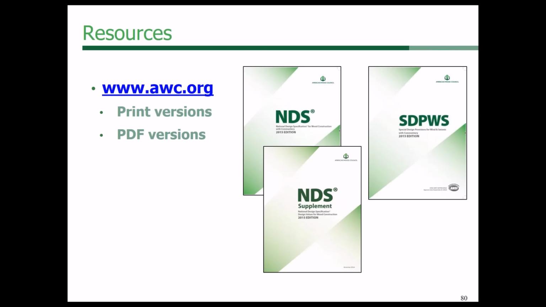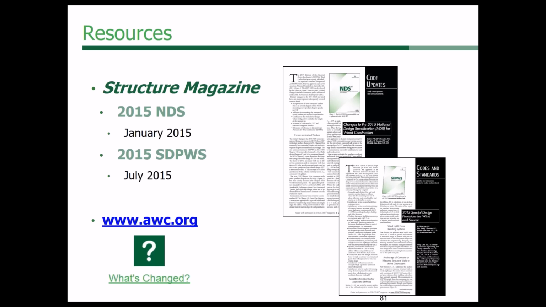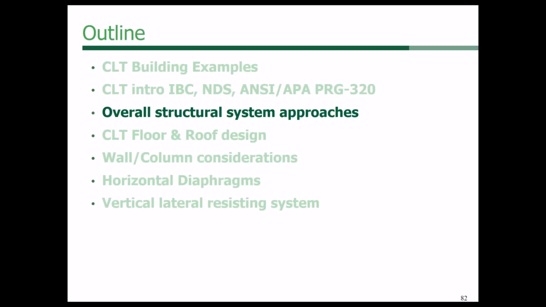And resources are available. The NDS and Wind and Seismic publications are available for free in a PDF version. It does not include the commentary, but other than that, it's available for free from our website. There are articles that are available. If you look at our website for what's changed, there's this green icon that if you click on it, it'll tell you what's changed from the previous version.